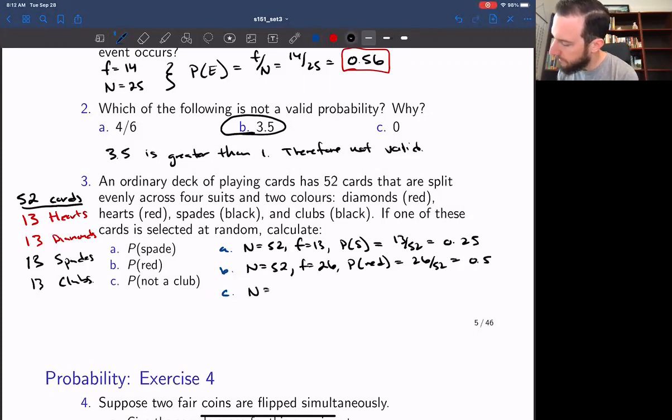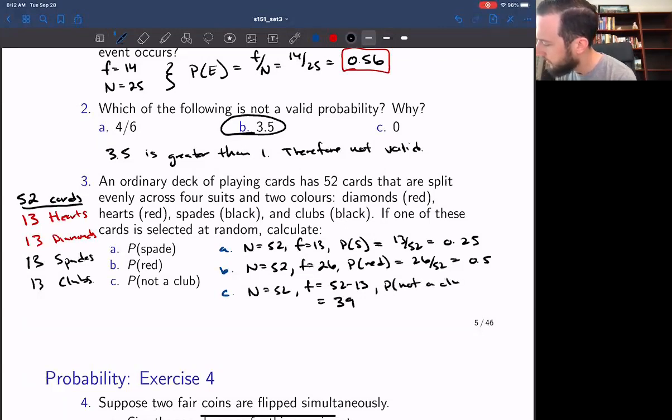And then C, what is the probability of not getting a club? In this case, N is 52. f is going to be 52 minus 13, because there are 13 clubs in the deck. Everything else would not be a club. So that gives us 39 different options that are not a club. So the probability of not a club is 39 over 52, which is 0.75.